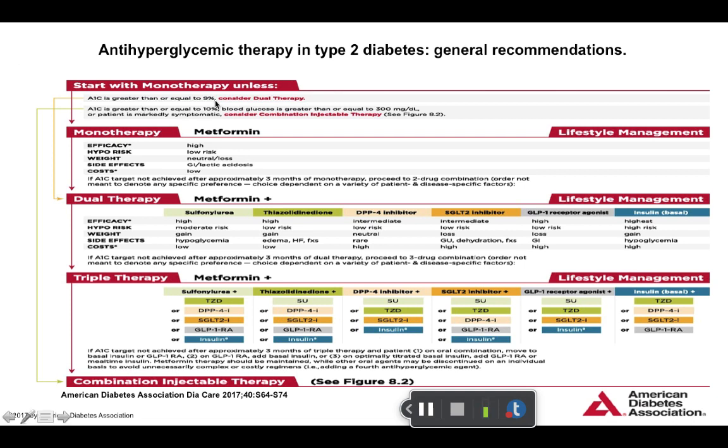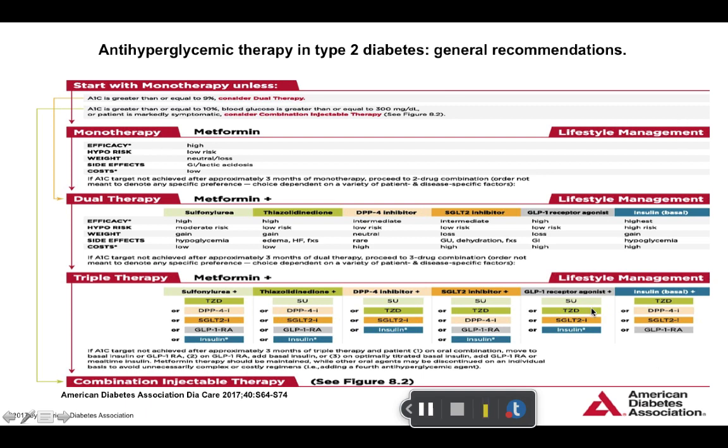We have the A1C greater than or equal to 9%. It's considered dual therapy, so that has this little orange arrow, hopefully you guys can see, jump down to dual therapy. And then if the patient has an A1C greater than or equal to 10, blood glucose greater than or equal to 300, and they are symptomatic, then they jump to a combination injectable therapy.